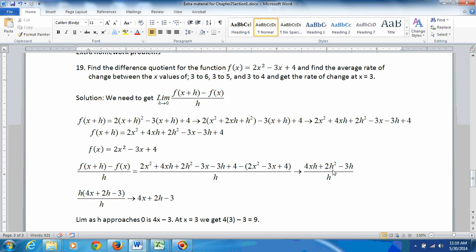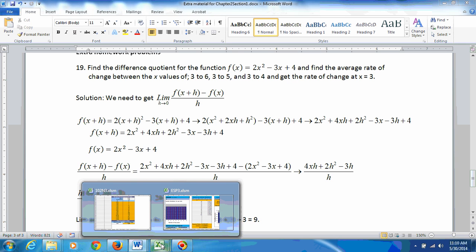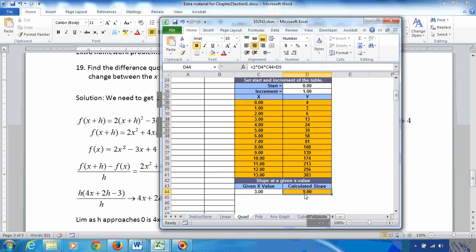Now we have to divide that by h. An h factors out on the top, giving you this. They cancel out, and you just have 4x plus 2h minus 3. Now the last thing you do is let h approach 0. Put 0 in for h right here, and you get 4x minus 3. And then what is the rate of change at x equals 3? Well, put the 3 in for x, and you get 12 minus 3, which is 9, which is the exact same thing we got when we evaluated it down here.